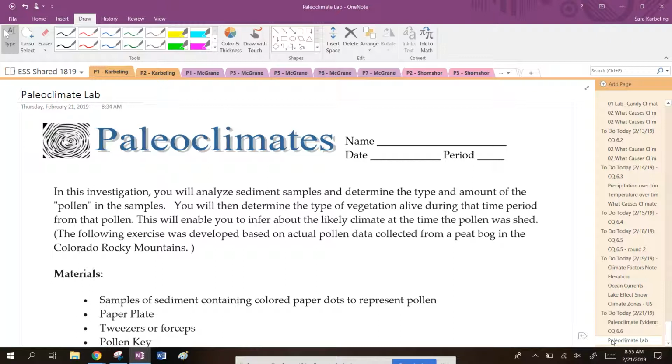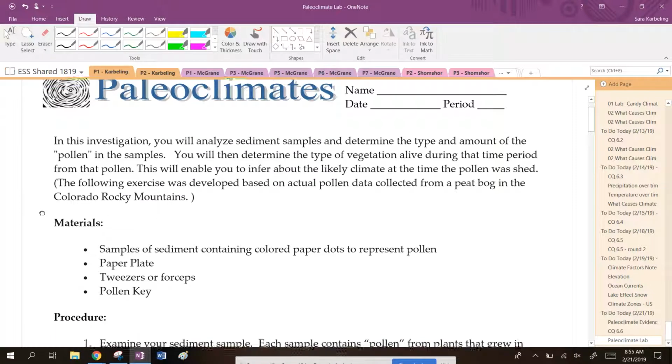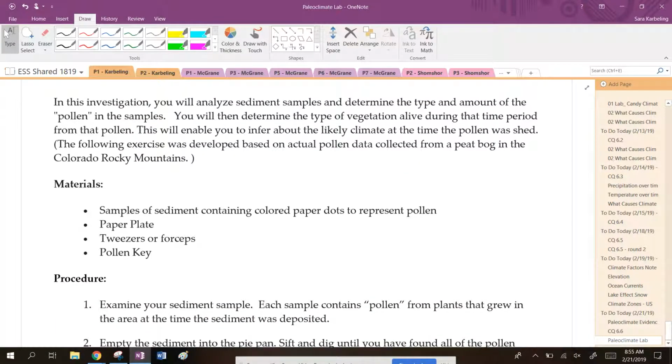Does anybody else need a copy? All right. So we're going to take a look at what we're doing here. It says, in this investigation, you're going to analyze some sediment samples, determine the type and amount of pollen in those samples. You read through this, but it's been 48 hours now, so it's been a little while. You'll then determine the type of vegetation that was alive during that time period from the pollen.